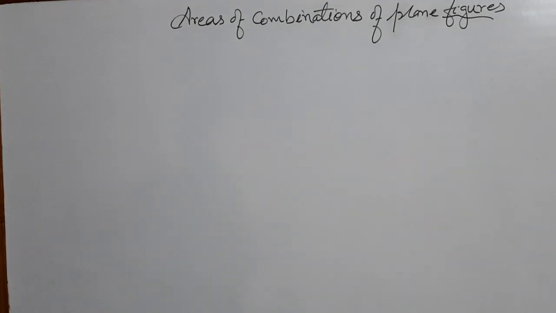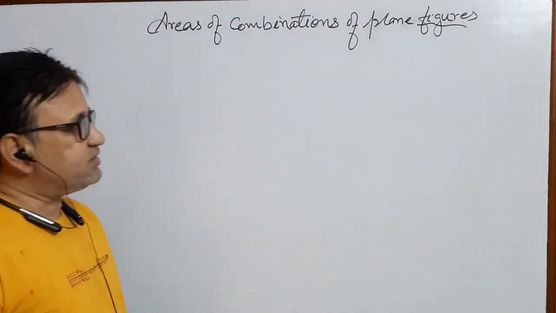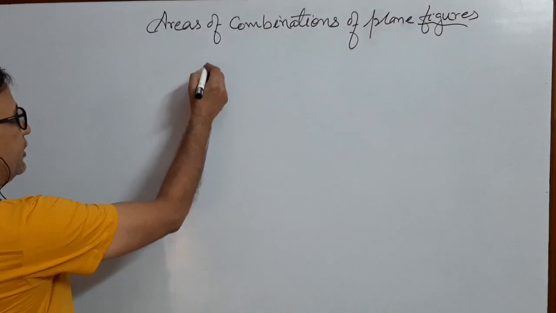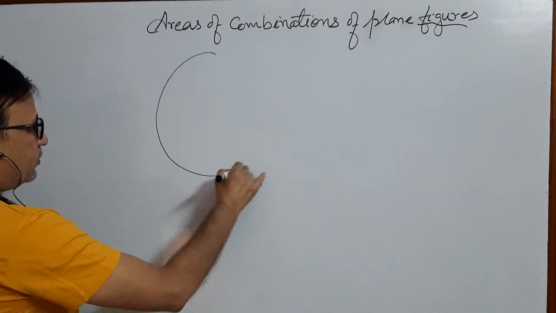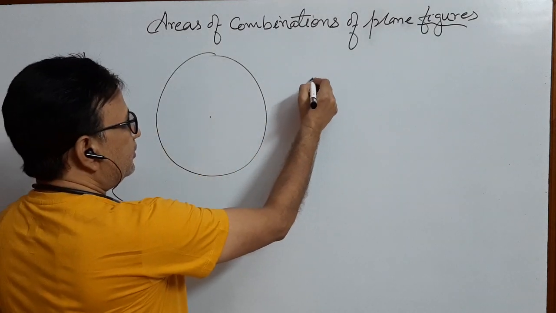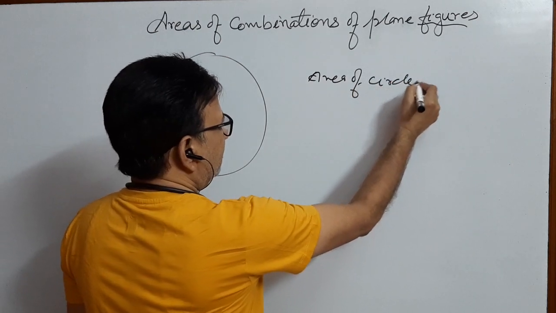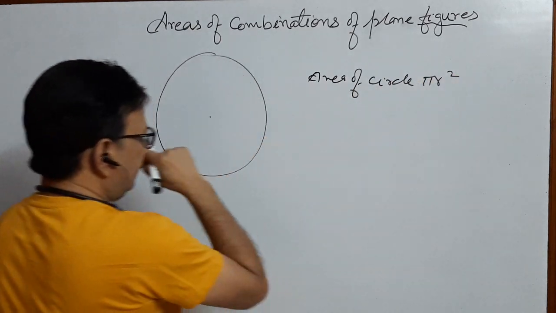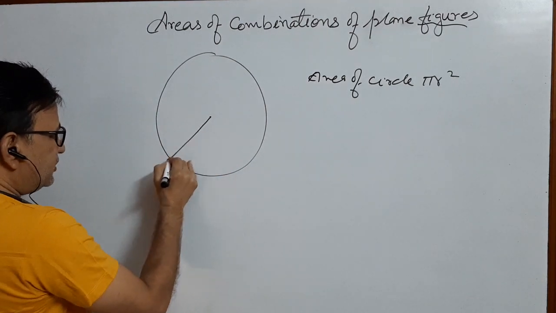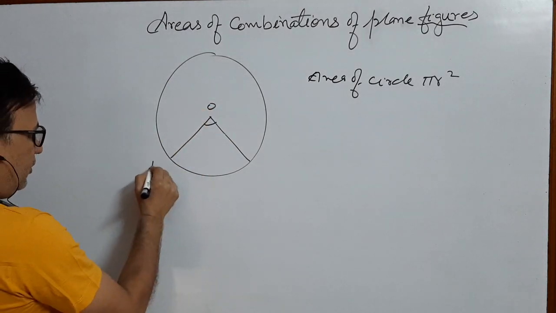So hi everyone. In our yesterday's video, we have seen the area of a circle and combination of plane figures. Okay, sector and segment. Now just see this circle. You know the area of a circle is pi r square, isn't it? Now this is a segment, as I told yesterday, right?